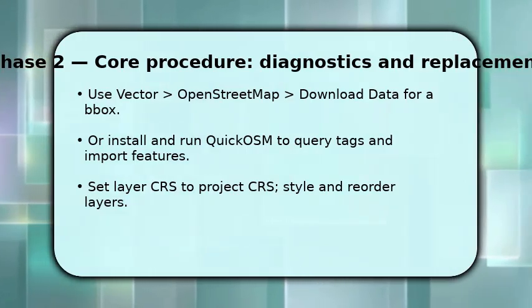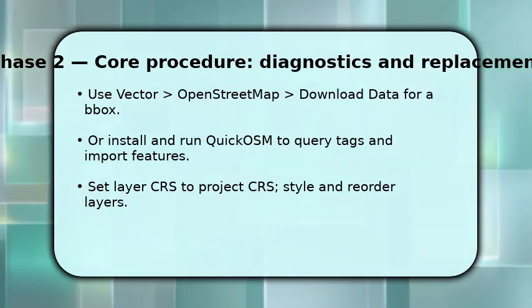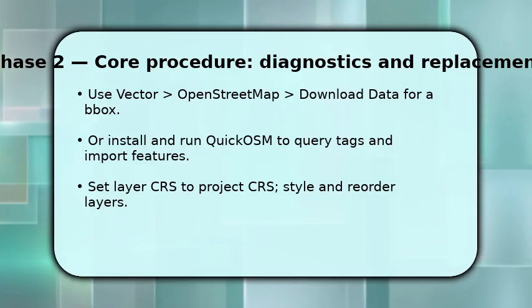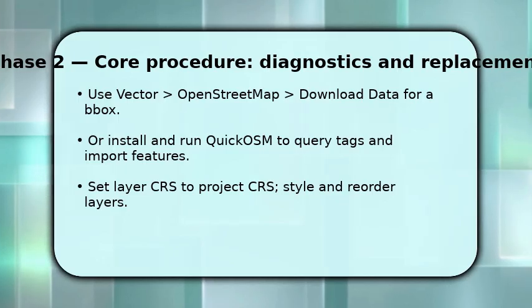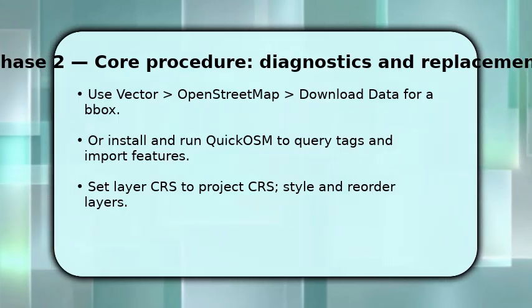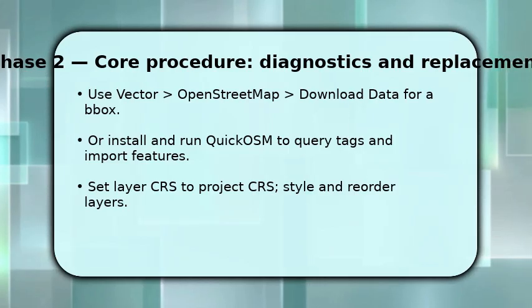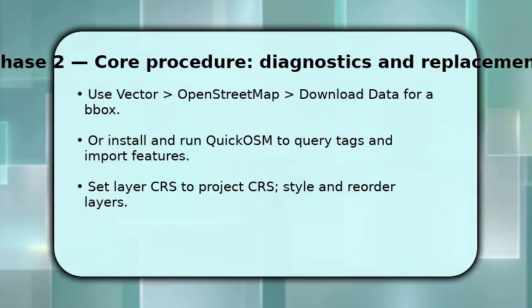That's where OpenStreetMap data comes in. Use Vector > OpenStreetMap > Download Data to fetch a bounding box, or run QuickOSM to query specific tags like highway, building, or amenity. This returns editable vector layers.